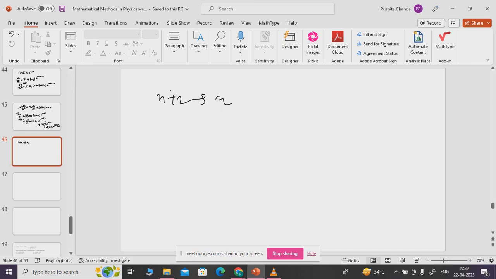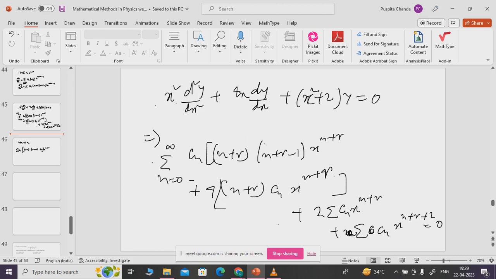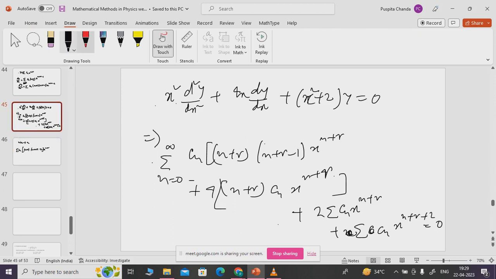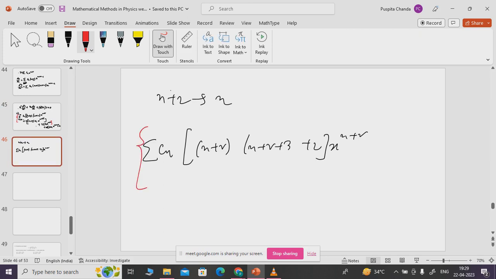Now we need to replace n plus 2 as n. So then it will be Cn here, n plus r plus 3 plus 2 x to the power n plus r. When we write all this part, then let me use another color. To this 2, when we simplify this, we get this part. Okay, and the fourth term.